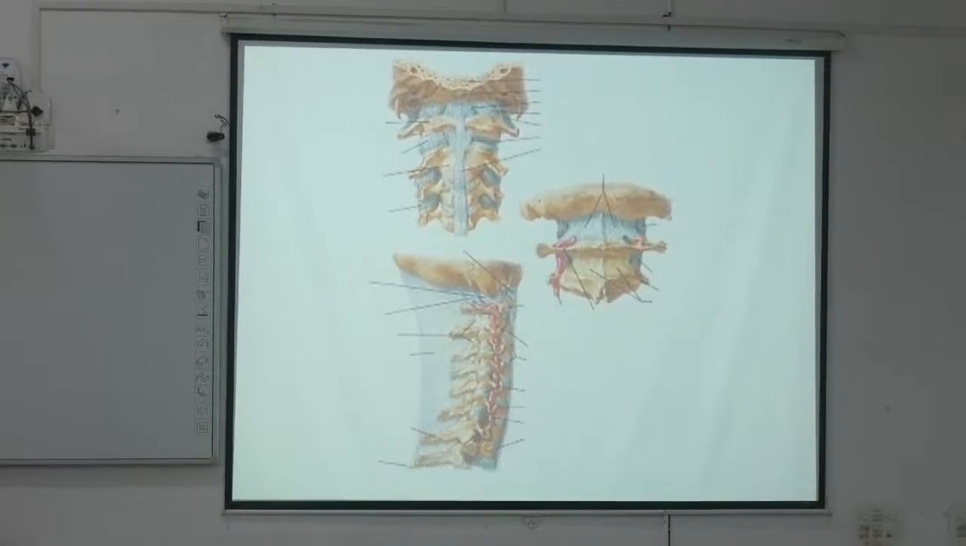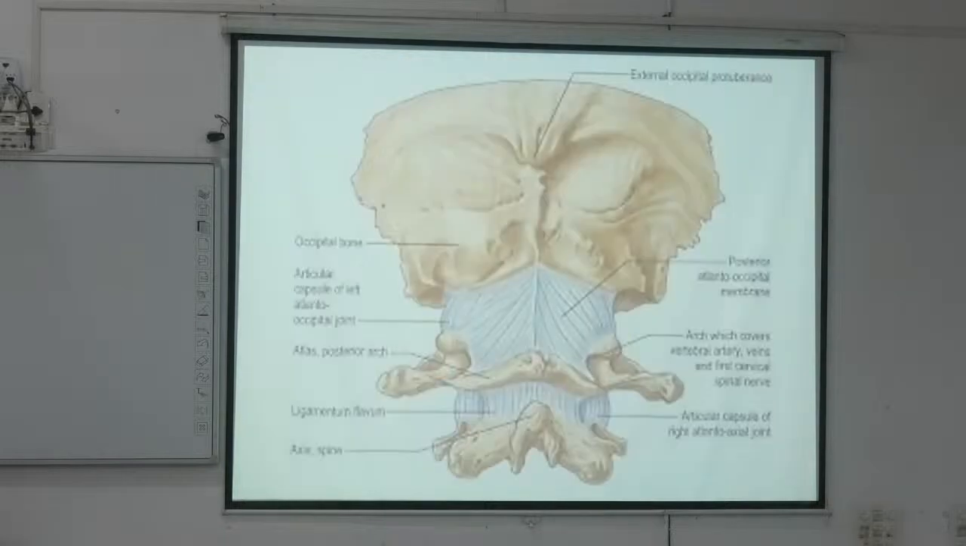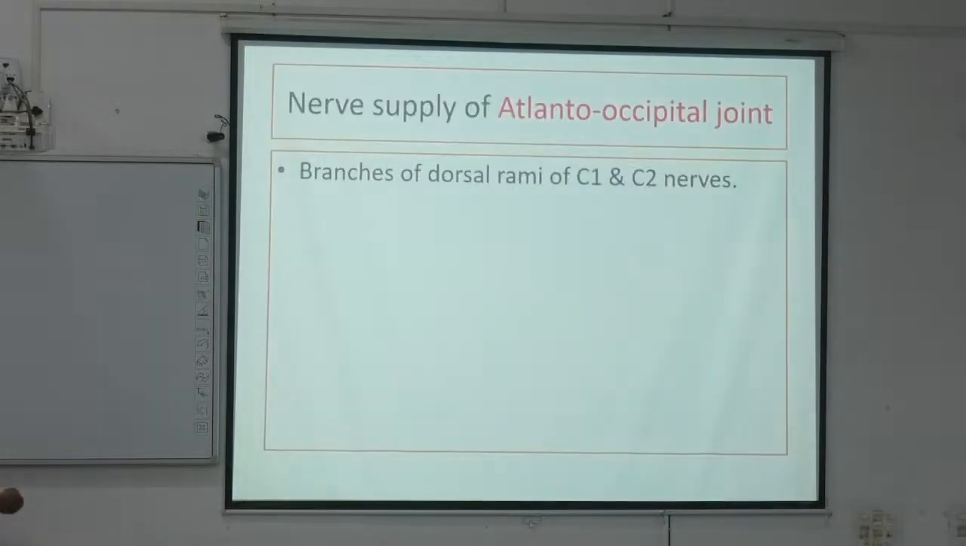So in the posterior atlanto-occipital membrane, in the inferolateral part, there is a gap. Why is there a gap? The vertebral artery can go inside. Now you can see clearly the posterior atlanto-occipital membrane. This is the posterior atlanto-occipital membrane. And there is a gap to give entrance to the vertebral artery.